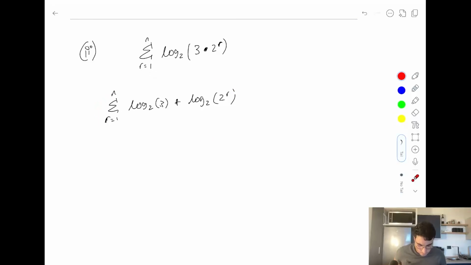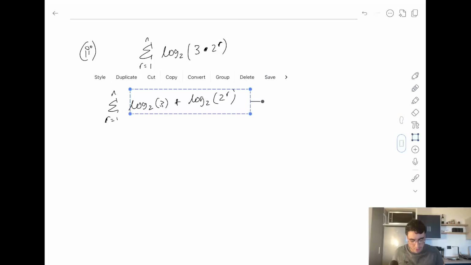So, what we have here, guys, is the sum from r equals 1 up to n of log base 2 of 3 times 2 to the r. Basically, this is saying it wants a sum where r is counting from 1, 2, 3, 4, all the way to n. So this is an arithmetic series. Just to put that graphically for you.